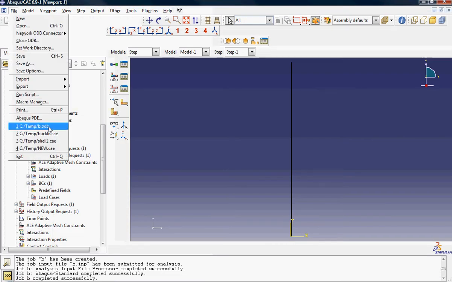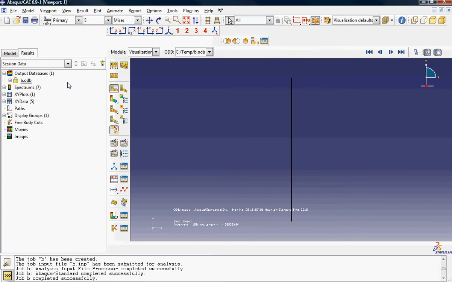So I'm going to open the ODB file, and the first thing I'm going to look at is the deformation. Looking at the deformed shape, it clearly has not buckled. Since the geometry was perfect, or perfectly rectangular, and the load was perfectly symmetric, the structure shows no signs of buckling.